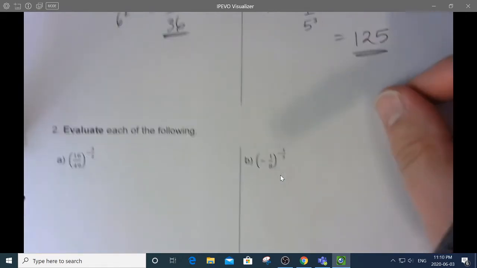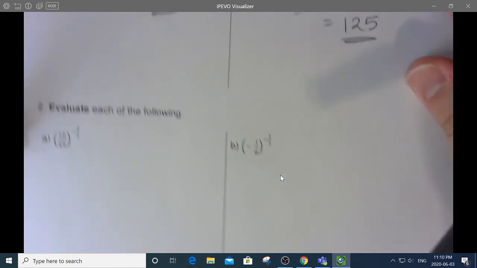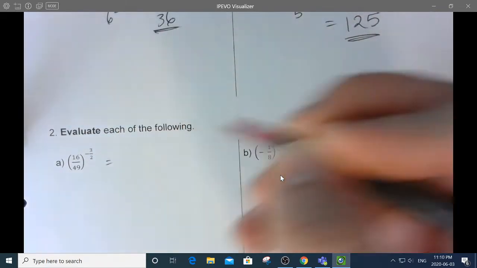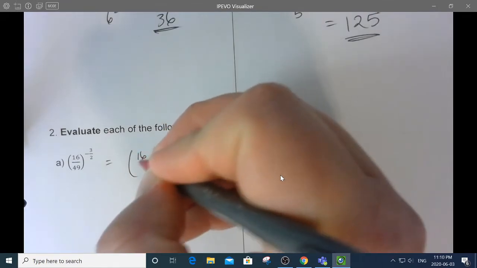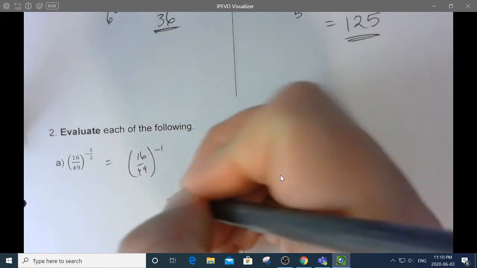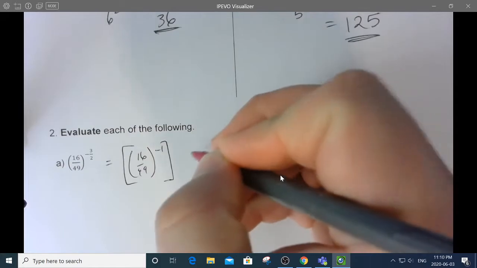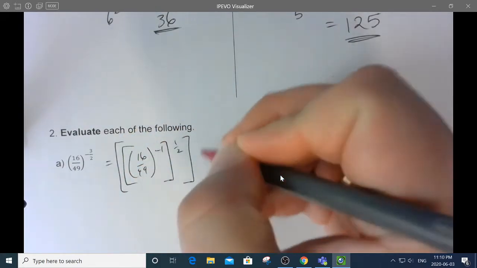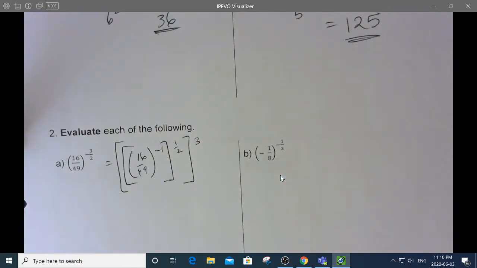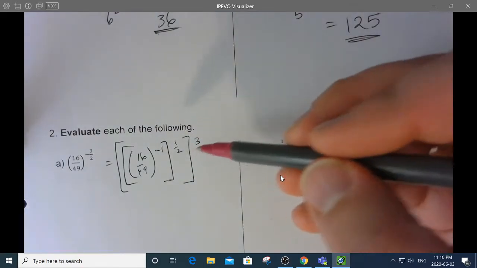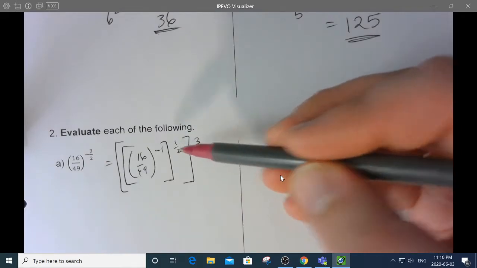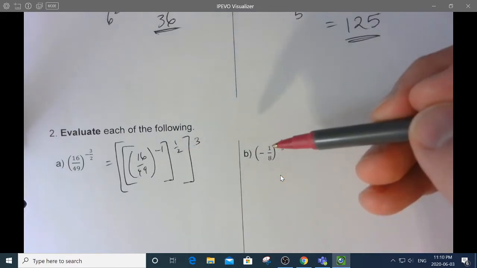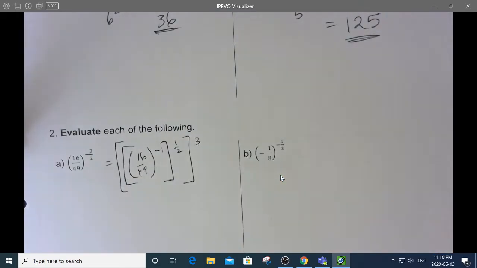Next, okay, this one requires a little more thinking. First thing I'm going to do is think of this as 3 things. You don't have to write this down, but this is the way I'm thinking. I'm thinking of this as 16 over 49 to the negative 1. Then I'm thinking about having that as a power to the 1/2, and then I'm thinking about that cubed. Now remember, you learned back in grade 9 that when you take a power of a power, you multiply them. So this is a power of a power of a power. I'm multiplying those 3 numbers, and those 3 numbers multiply to make negative 3/2.